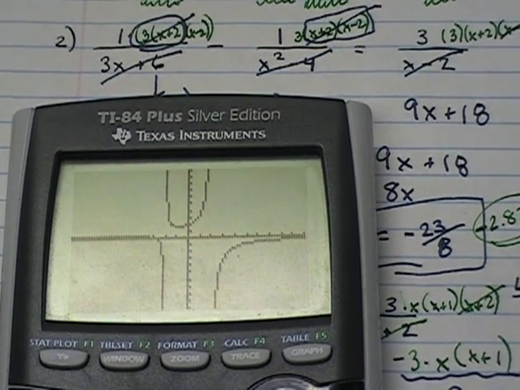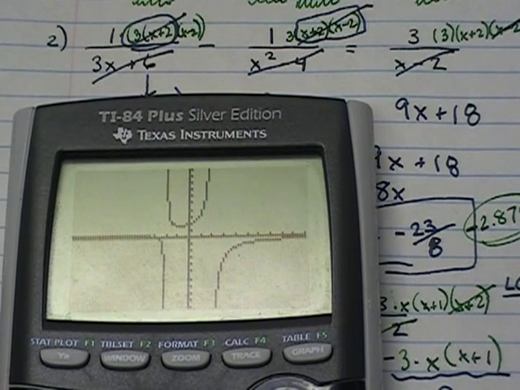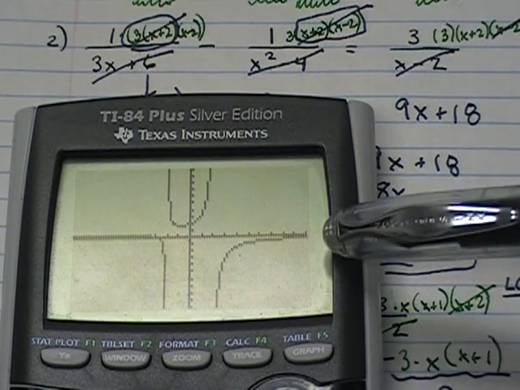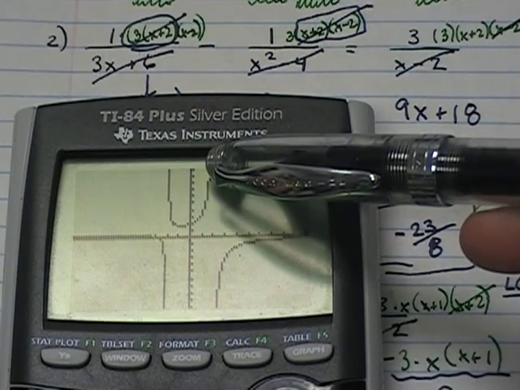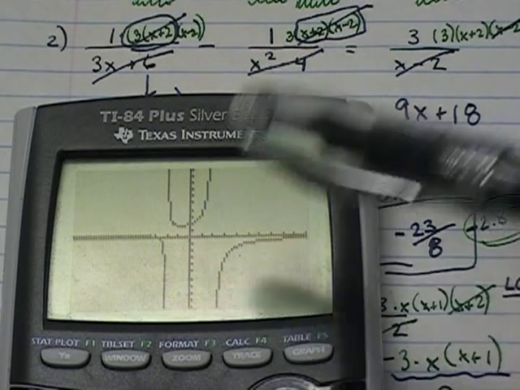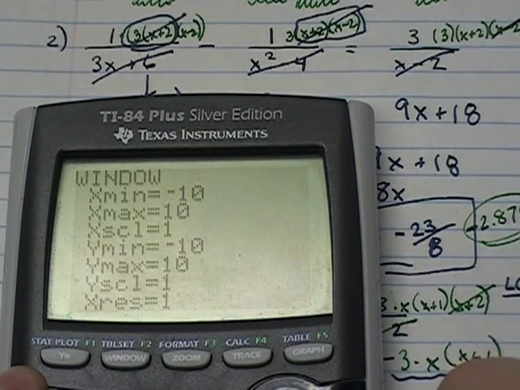This is the reason I don't like using this method, but at the same time, it's a very useful method if you get used to typing things in. And this doesn't touch the x-axis. This obviously does not touch the x-axis. This is above the x-axis and then comes down. I'm going to change my window just to show you that.